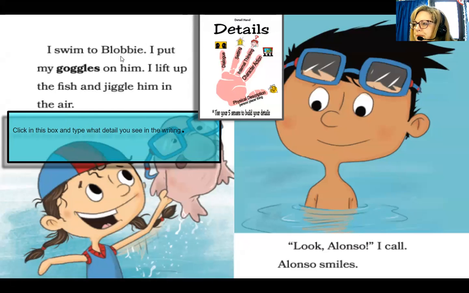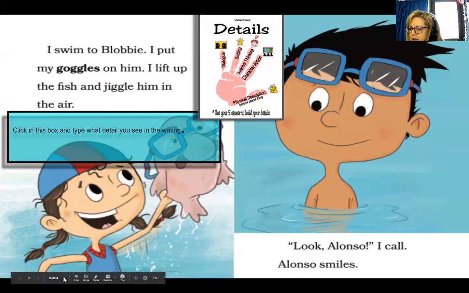It says, I swim to Blobby. I put my goggles on him. I lift up the fish and jiggle him in the air. Look, Alonso, I call. Alonso smiles. I'm seeing quite a bit of things from the details hand. So I definitely see dialogue, and I see it over in this section here, right there, right? It has the quotation marks, and the dialogue is definitely there.